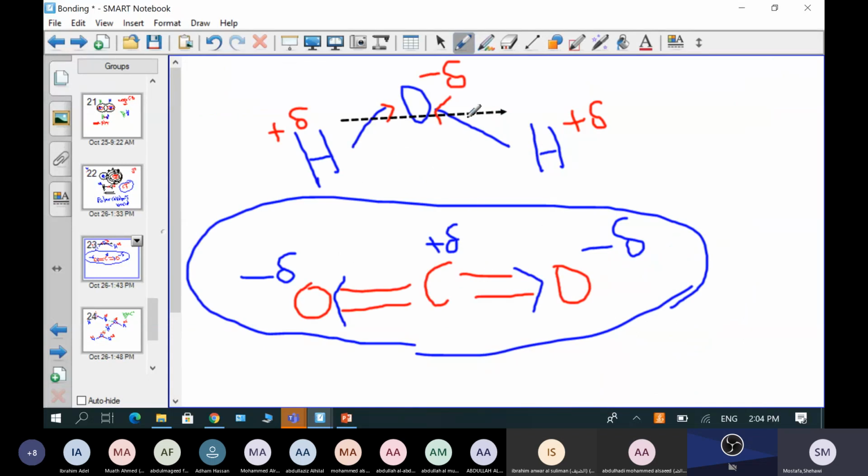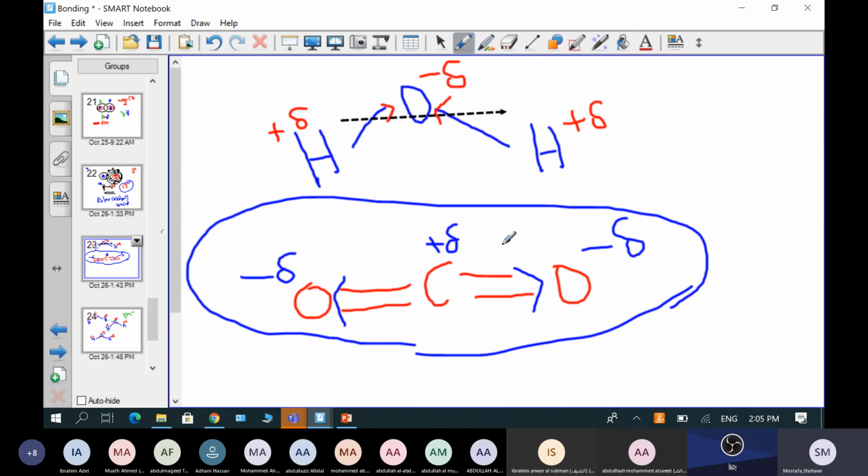Here we have a polar compound. We have polarity here and we have polarity here in the bond. But the whole compound of water is polar. The whole compound of carbon dioxide is non-polar. That's because carbon dioxide has a linear shape, so the attraction to the right cancels out the attraction to the left.